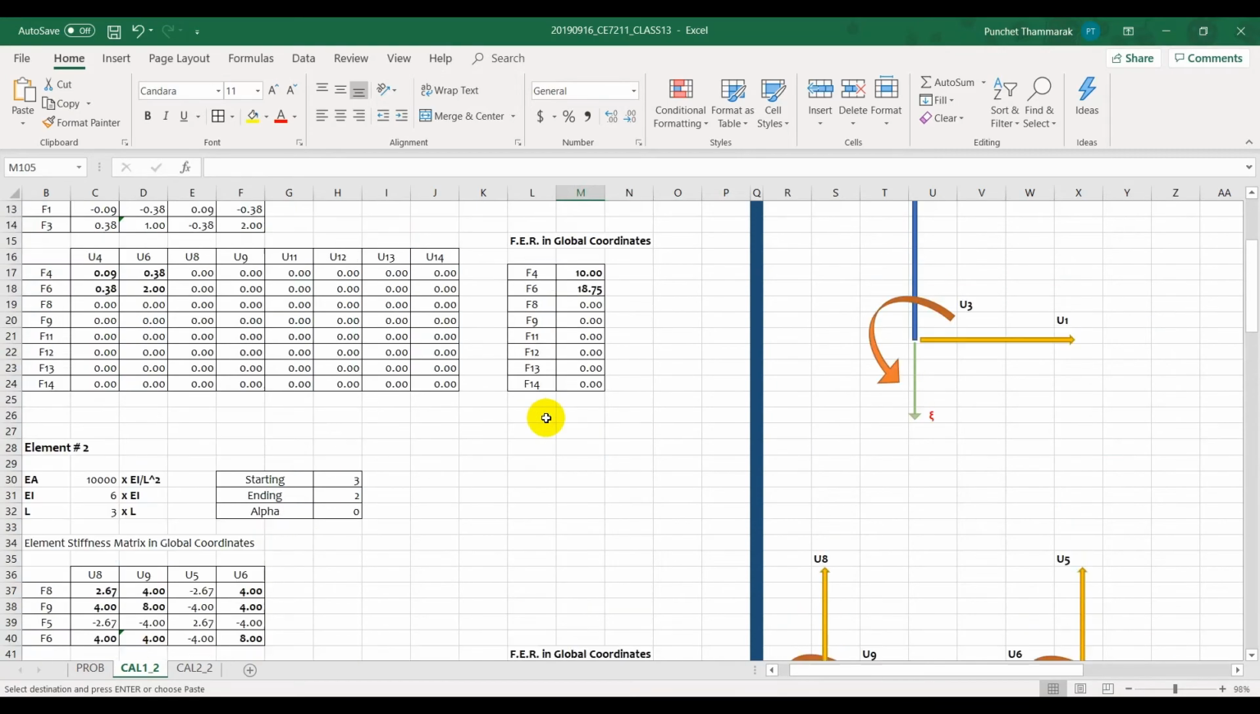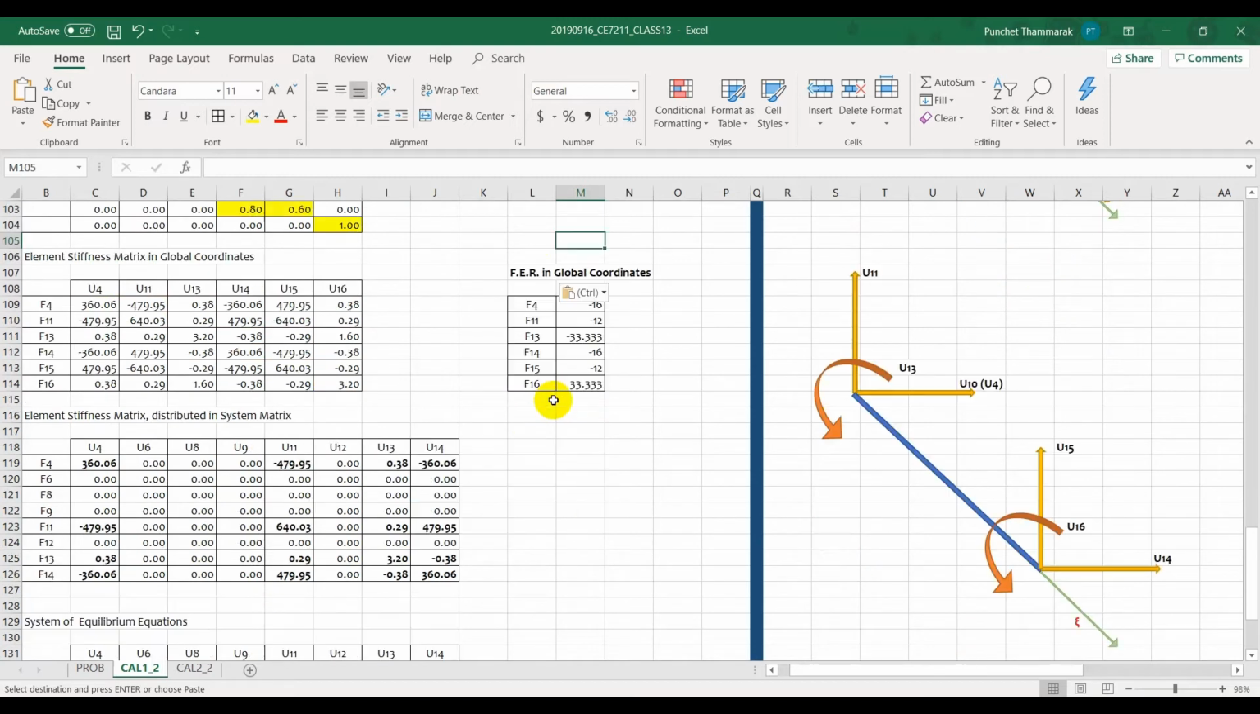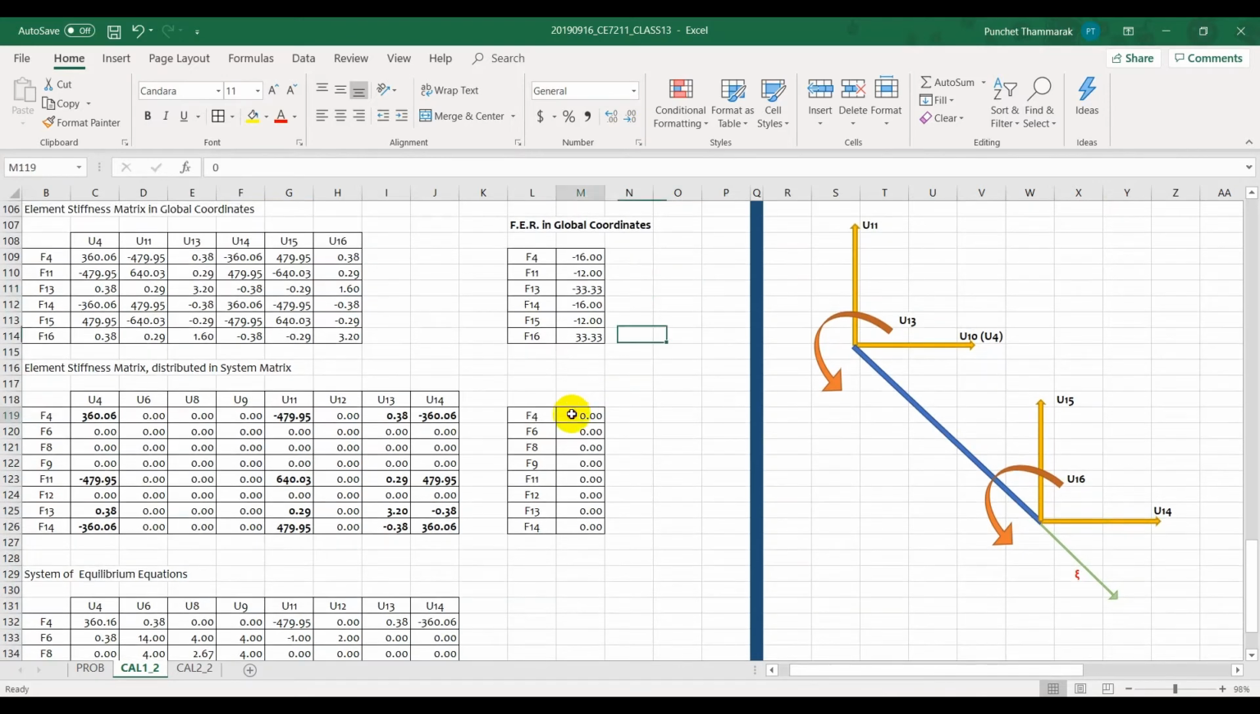Next step, all of these, well, we have to just put this. All right, F4, F11, F13, and F14.